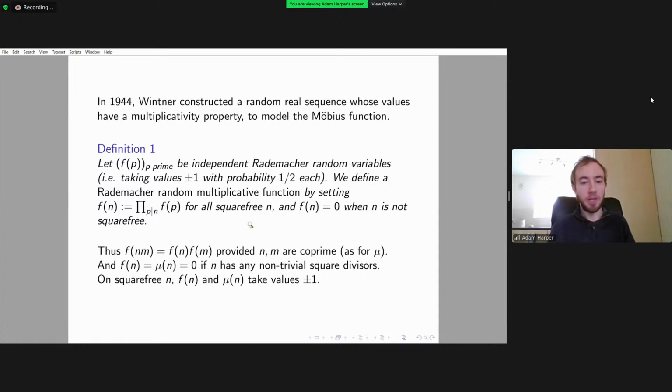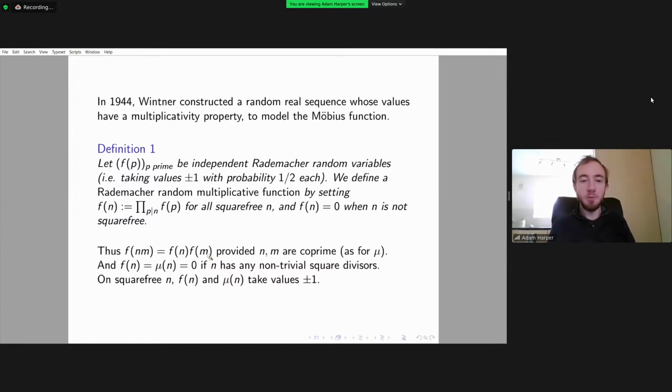And just by construction, f of n is equal to 0, like the Mobius function, if n has non-trivial square factors. And if n is square free, so if it doesn't have any non-trivial square factors, then f of n takes the values plus or minus 1, depending on the values of these underlying f of p, and so does mu. So f looks maybe a bit like the Mobius function. It takes the same set of values, although it takes them in different places, and it has this multiplicative property.